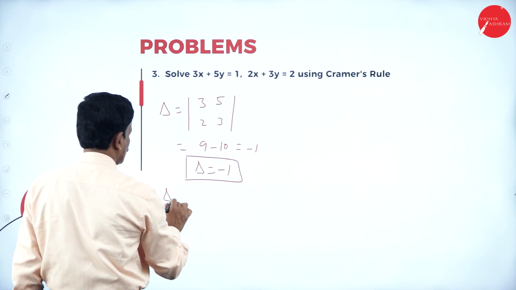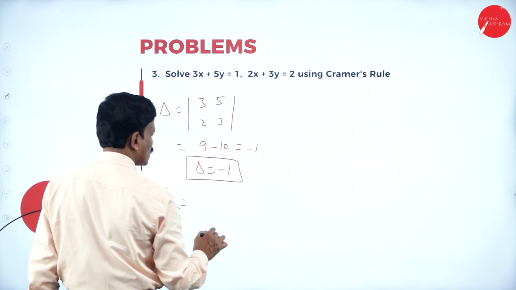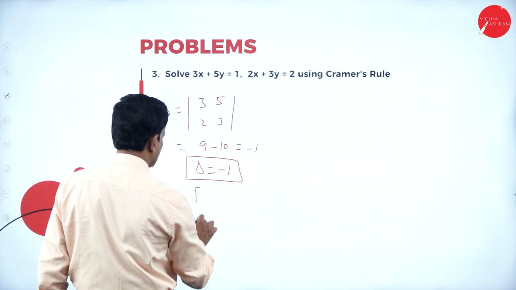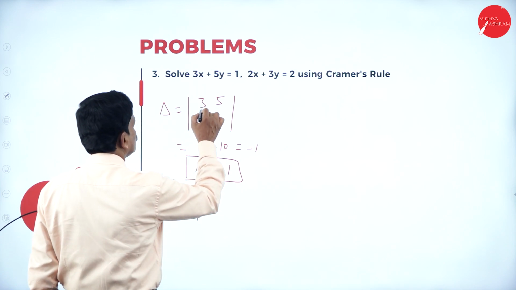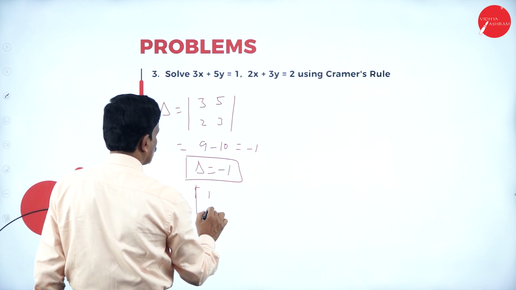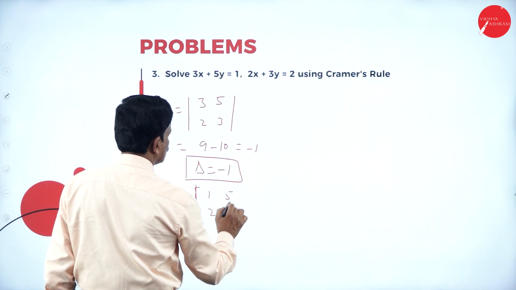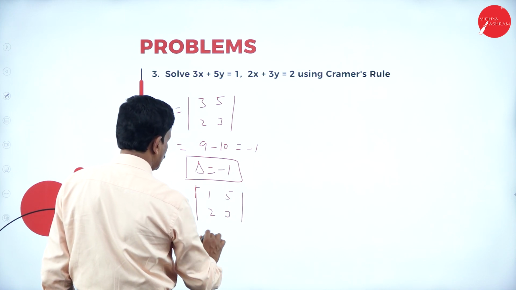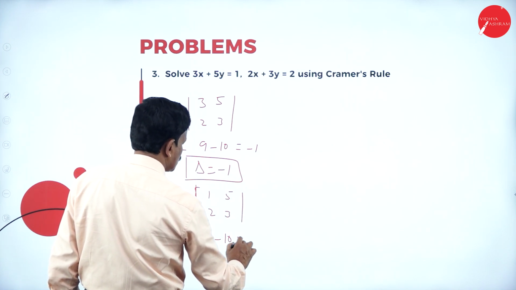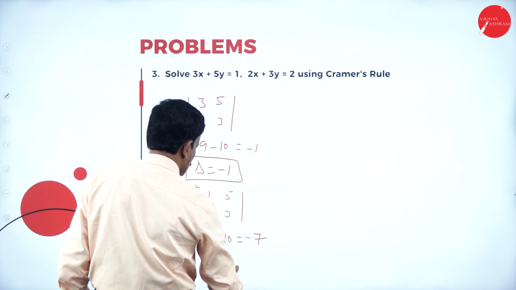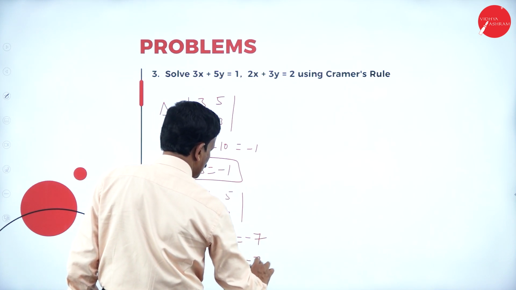Now delta 1, or let us call it as delta x. Let me take it as delta x determinant. So just 3 and 2 is replaced by the constant column 1 and 2. This is 5 3 as it is. Now 1 into 3 is 3 minus 2 5s are 10. This is equal to minus 7. So delta x is equal to minus 7.